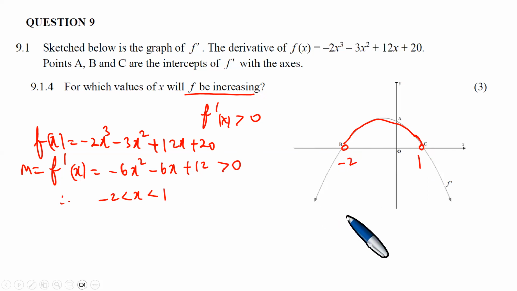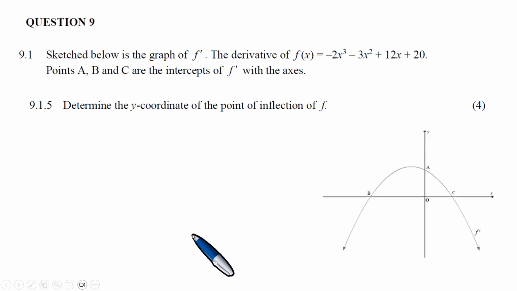The next question, please. I must indicate you can write your answer like this, or you can also write x is an element of the interval from -2 to 1.